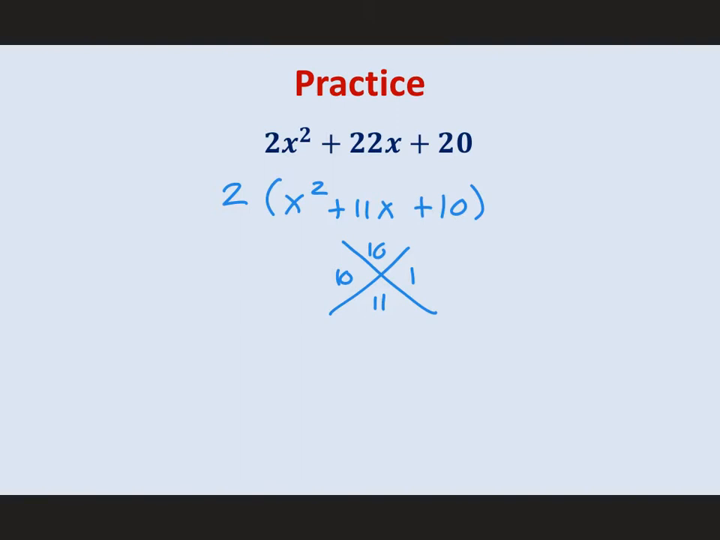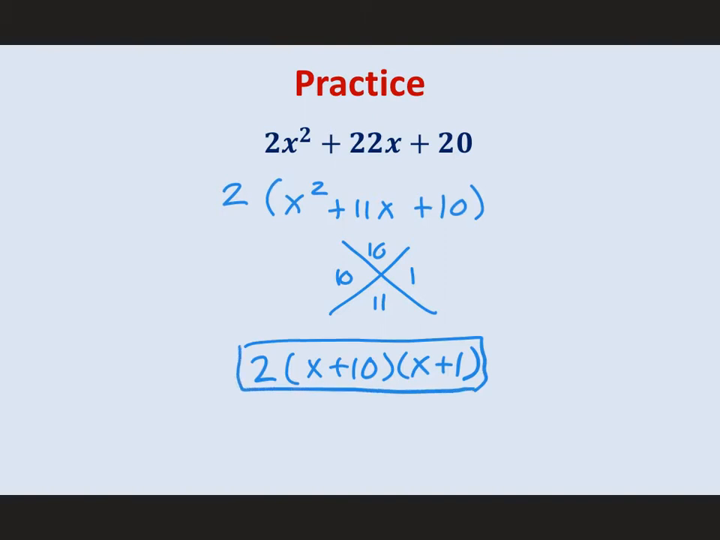Don't forget that 2 that we pulled out earlier. Rewrite it. And then you write x plus 10 and x plus 1. There is our final answer. This is now fully factored. Make sure you go all the way. Make sure you do the greatest common factor and then continue and do any diamond problems or any more factoring there might be.